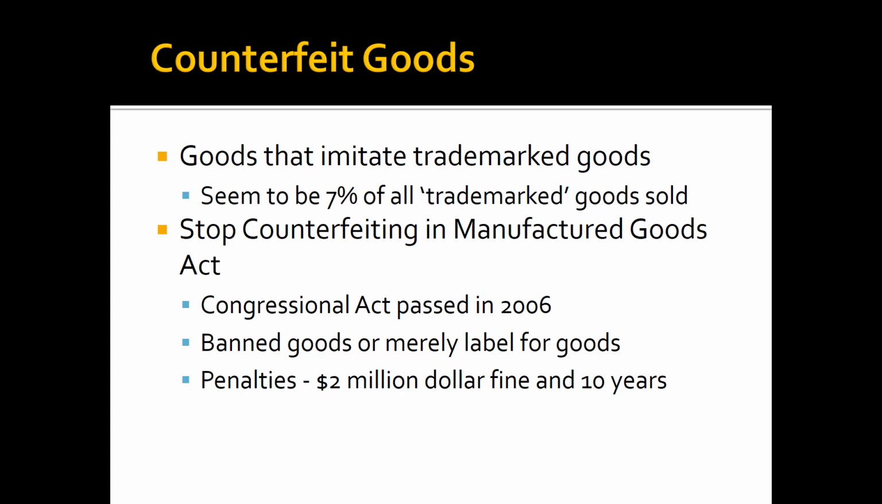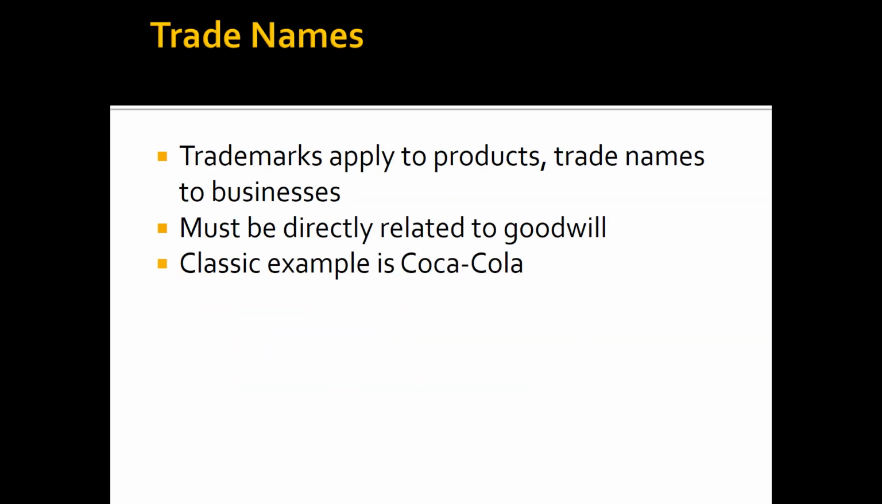In 2006, Congress passed the Stop Counterfeiting in Manufactured Goods Act that called for a $2 million fine or 10 years in prison at a maximum. Interestingly enough, it banned both the manufacturing of goods and the manufacturing of labels, because what sometimes people would do is they would make a label not attached to a good. Well, that's legal. Then they make a good someplace else. They'd ship in the good, attach the label, sell it as a Louis Vuitton.